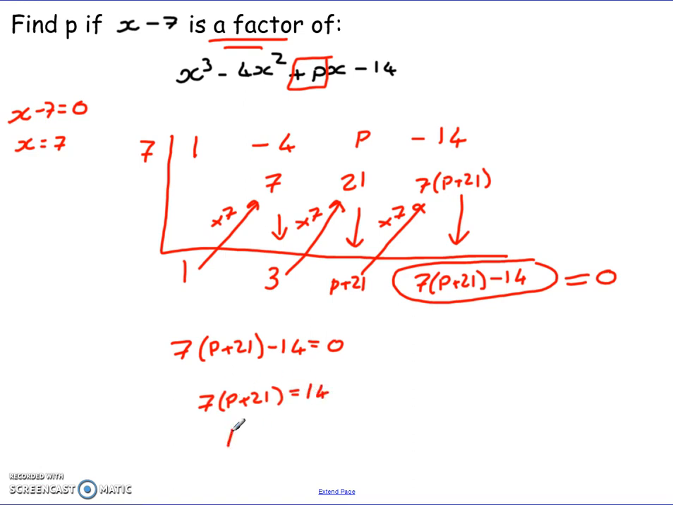Divide both sides by 7, and I get p plus 21 equals 2. So in this case, I know p equals negative 19. So I've calculated my value of p because I've used this fact here. If it's a factor, this has to equal 0, and we can set up an equation to solve it.